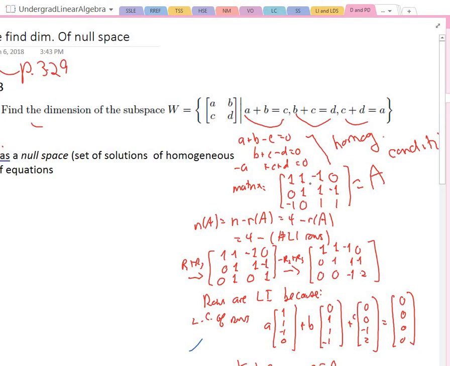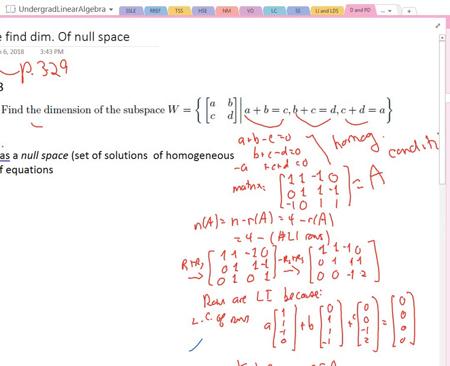Okay. Now I know that the nullity of A, the dimension of the null space, plus the rank of A must be equal to the number of columns. The other way of saying that is that the nullity of A is equal to the number of columns minus the rank of A. Number of columns is 4, so the nullity of A is equal to 4 minus the number of linearly independent rows. So let's go ahead and row reduce.